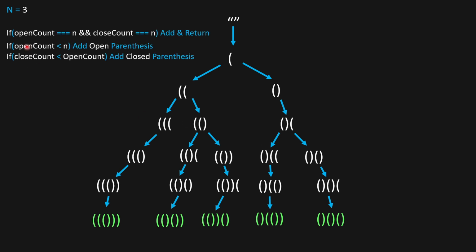So we can actually add another line here and say if open count is equal to n and close count is equal to n, add all of these to our result and return it. And this is it. Now let's code this in the simplest way possible.